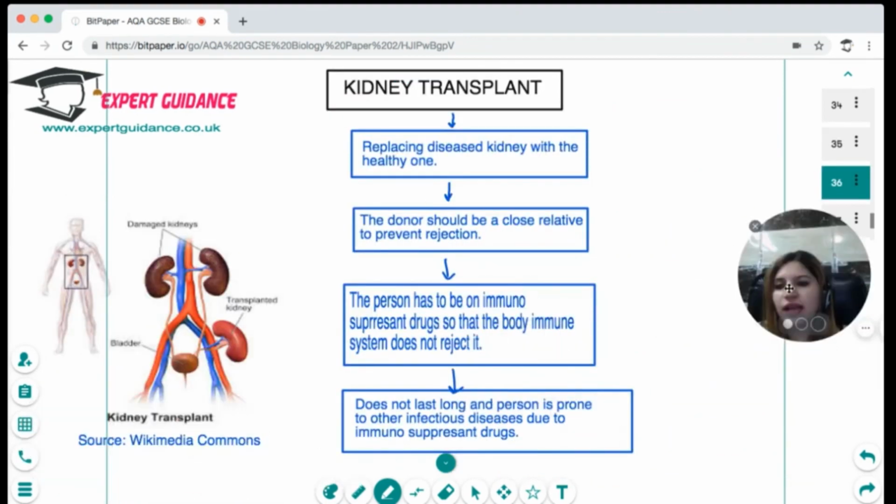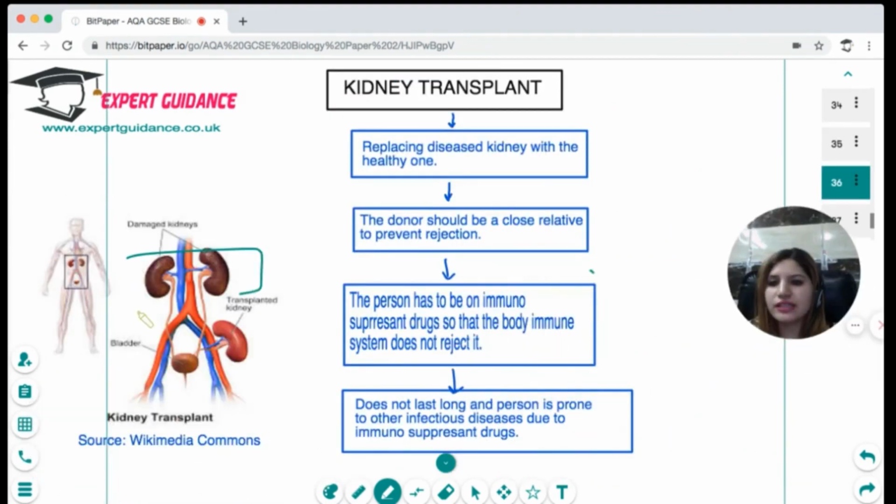On the other hand, there's a kidney transplant. You can see there's a damaged kidney. So from a donor, a normal kidney is transplanted, and that works normally like the original kidney. The donor has to be a close match, because the body can reject the donor kidney, because it can take that as a foreign antigen and produce antibodies and destroy it.